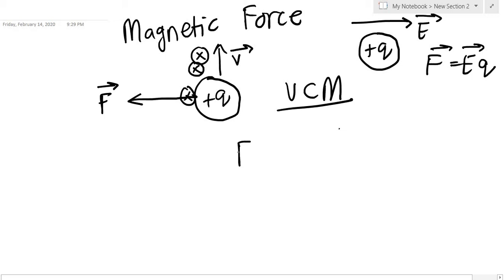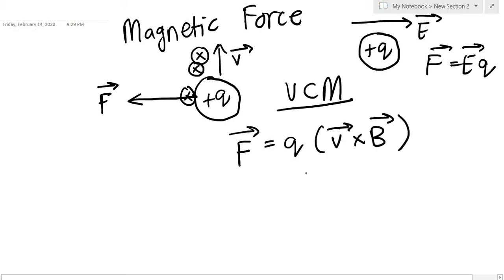Now the formula for the force given by Lorentz was F bar is equal to Q bar times V bar cross B bar, or you can just write the magnitude as QVB times the sine of the angle between V bar and B bar.